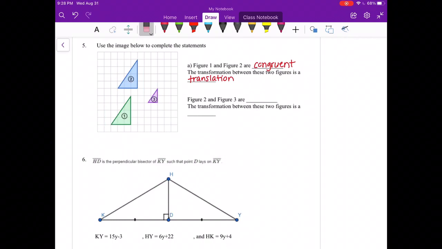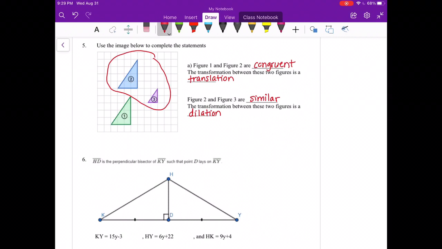Now let's look at figure 2 and 3. Figure 2 and 3 are going to be similar because they're not entirely the same. Both 2 and 3 have a different size. And in fact, the only transformation that changes the size of something is a dilation. So those are the words that fill in the blanks.